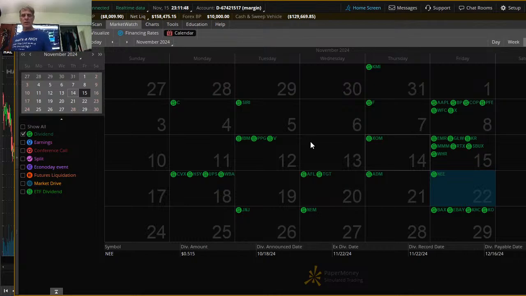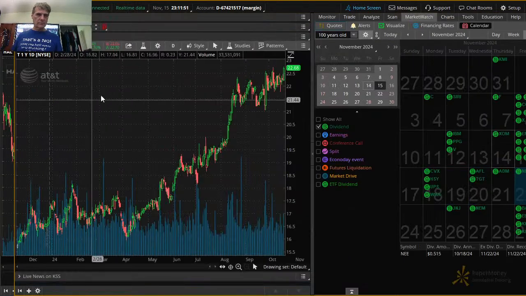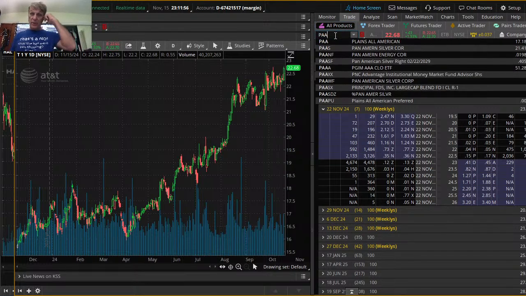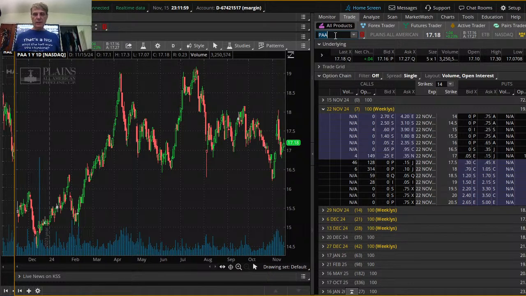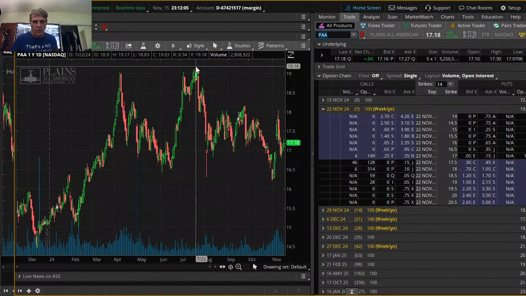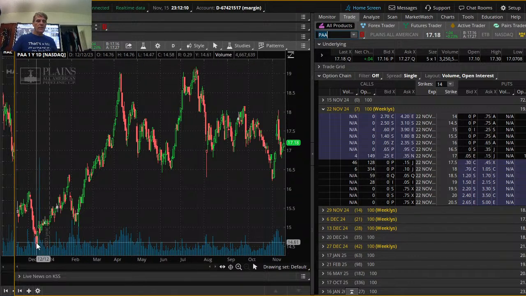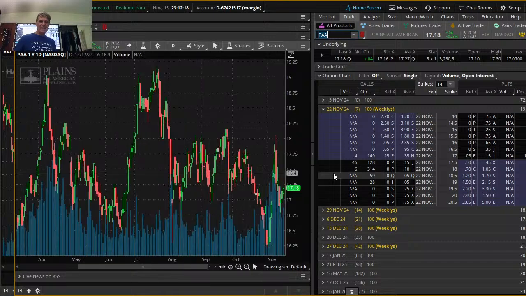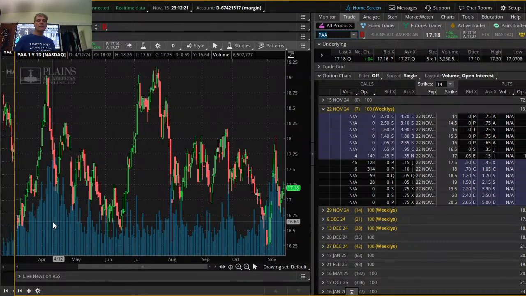PAA, isn't that Plains All American? Plains All American. Interesting. Now, PAA is on my list. The high of the year was 19.18, and that was in the middle of July. The bottom of the year was in December. Now it's 14.45. So she shoots up, hits this trading range for the whole year. Look at that. Up, down, up, down, up, down, up, down. Now she's going back up again.